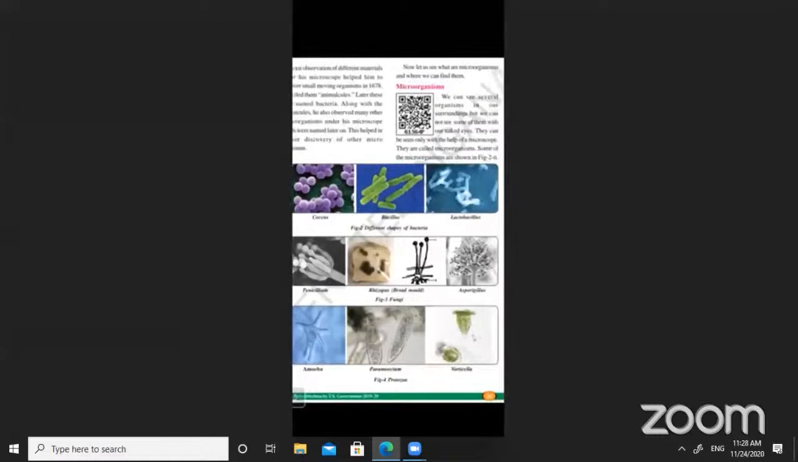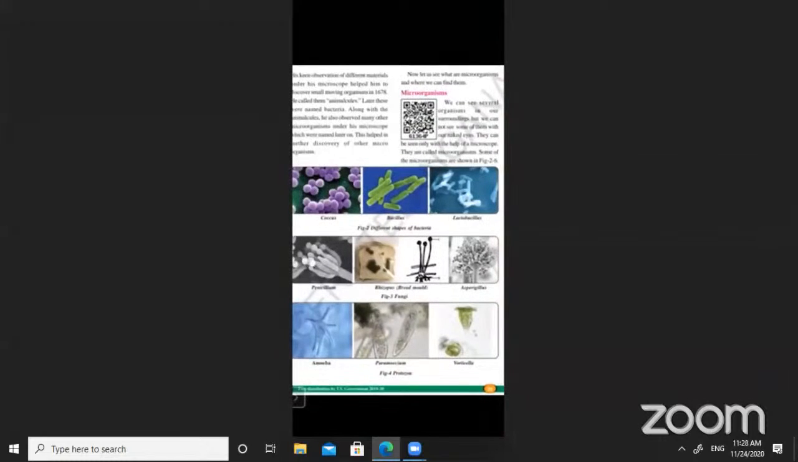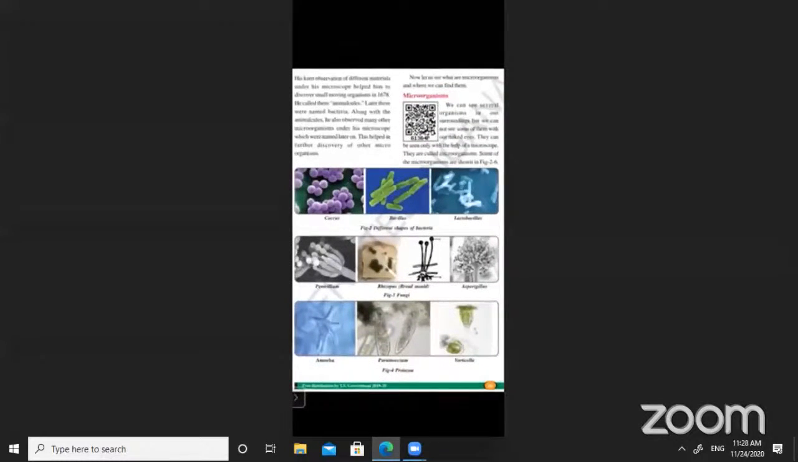Shape. Next, paramecium, not paramoecium, here it is paramecium. This structure will be like our slippers. Next, vorticella. Let us recall once again the microorganisms which are given here.